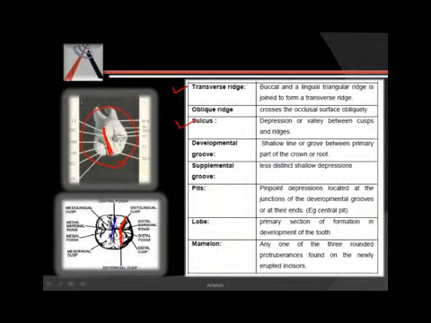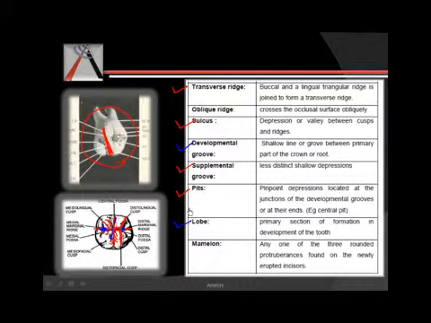Then you have sulcus, a depression or valley between the cusps and the ridges. You see here in blue. So these are your sulcus. Then we have developmental groove. Developmental grooves mark the division between the developmental parts. For example, we have this particular cusp as a developmental lobe. Then we have this. The distinction is your developmental groove, right? Then we have supplemental grooves. The grooves that extend from these developmental grooves are your supplemental grooves. Pits are at the junction of these developmental grooves.